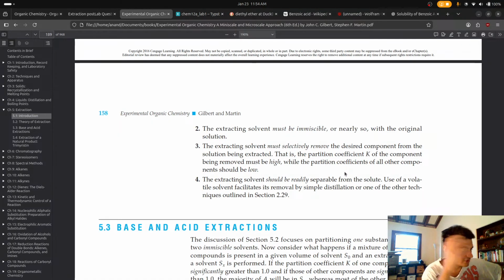So if you were to draw a graph, you have three compounds that are all liquid in liquid-liquid extraction. You have the compound C, you have the SO, and then you have the SX. And basically, immiscible means that the solubility of SO and SX in each other is 0.